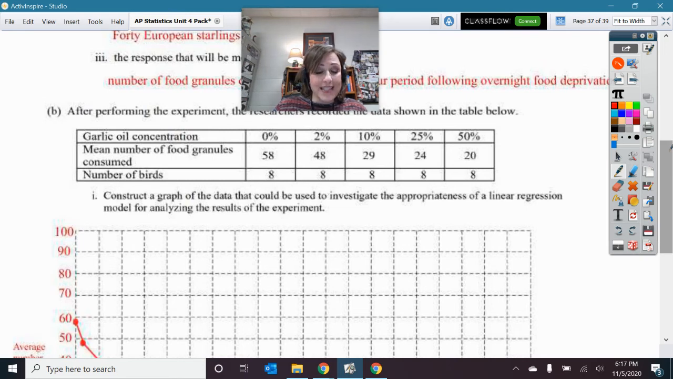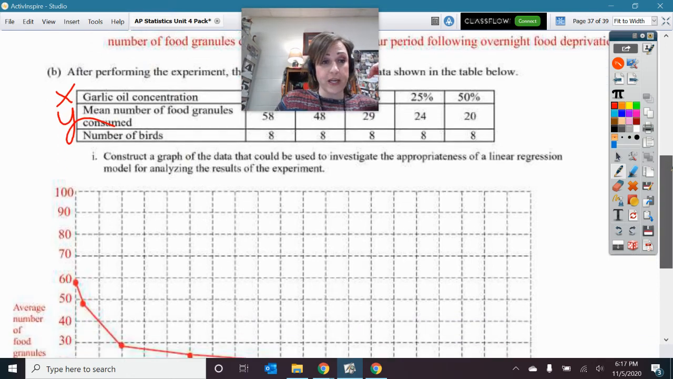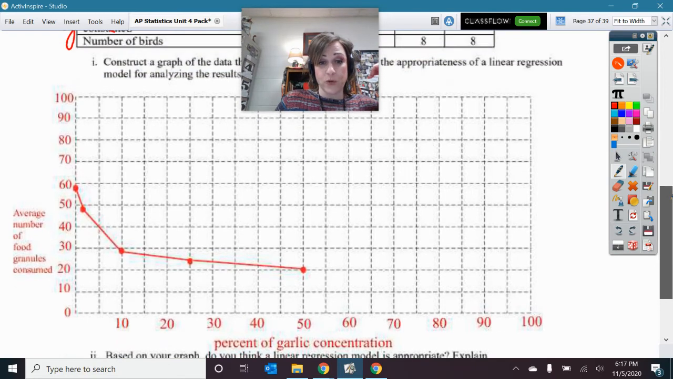Then construct a graph of data that could be used to investigate the appropriateness of a linear regression model for analyzing the results. So I thought I needed to have a scatter plot where I have this garlic concentration, because that was a quantitative value, even though we kind of have these categories here. That was a quantity. And then the average number of food granules consumed. So here we go. Here is what I chose to do.